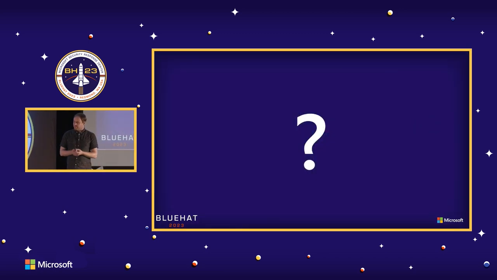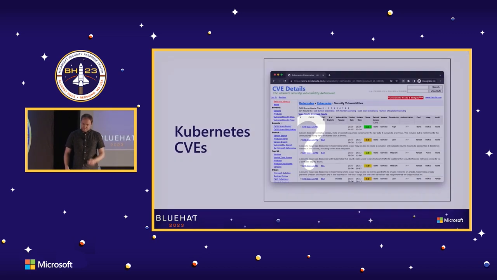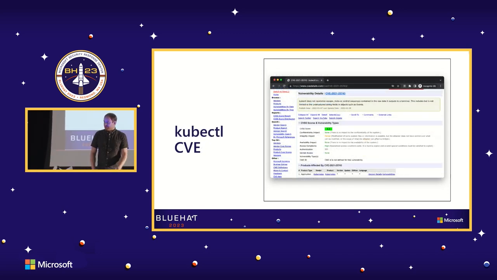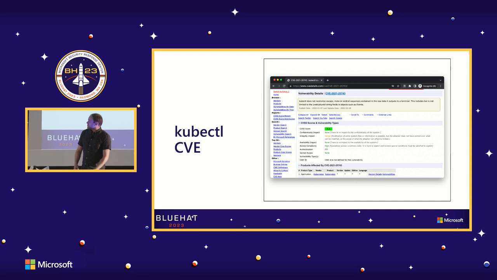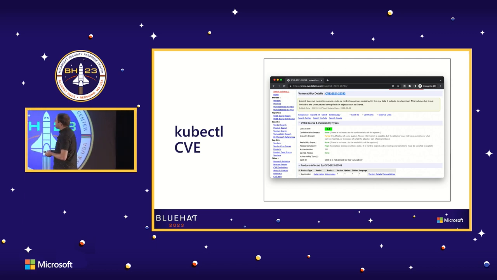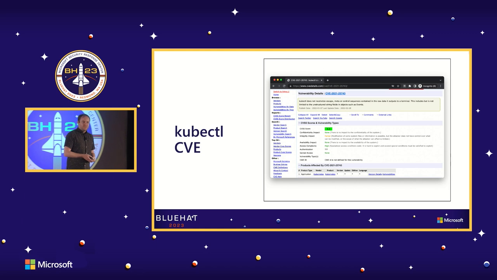So why was I looking at kubectl? Well, here's a list of CVEs in Kubernetes. And if you look very closely, the top one there only has a 2.1 score. But if we look a little bit more closely at it, it's got an interesting comment that says, kubectl does not neutralize escape, meta, or control sequences contained in the raw data it outputs to a terminal.